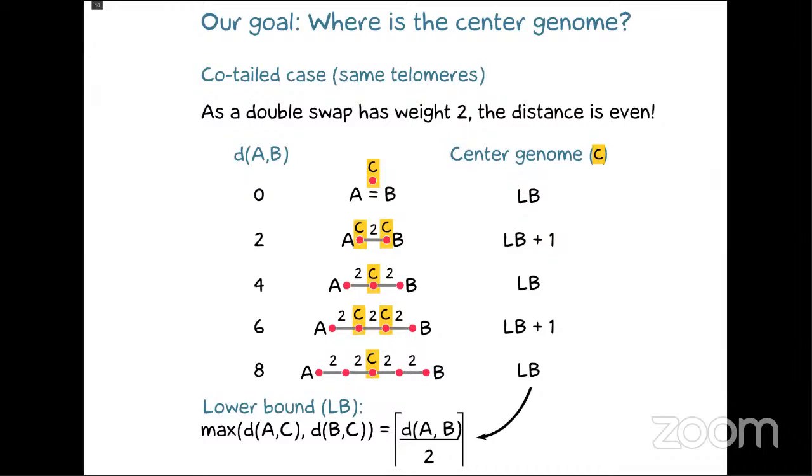So you can see that sometimes it's impossible to achieve the lower bound. We already saw an example when the distance is 2, but when the distance is 6, it's also impossible because all the intermediates you're going to have will be at distance 2 from A and 4 from B, or 2 from B and 4 from A, and so on and so forth. So in this case, you have to be content with the lower bound plus 1 solution. You cannot reach the lower bound.